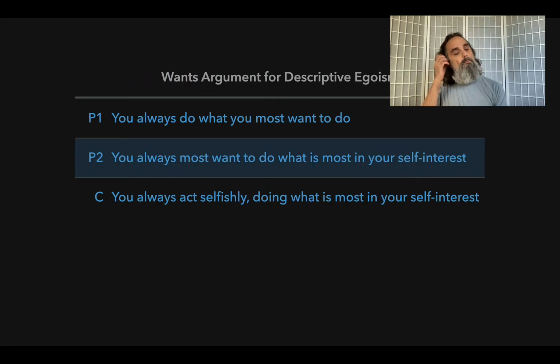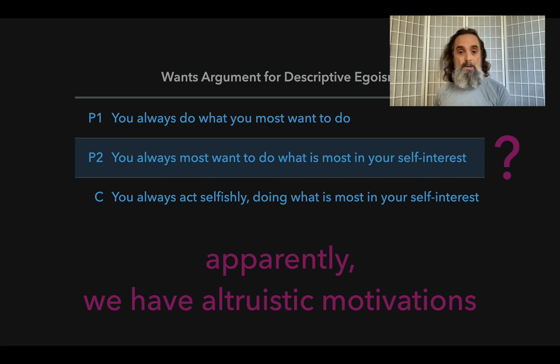So in the previous module, we looked at this argument for descriptive egoism, which says that you always do what you most want to do, and you always most want to do what is most in your self-interest, and therefore you always act selfishly, doing what is most in your self-interest. And we've been focused on asking whether or not this second premise is true. It seems like it's not, because it seems like we have altruistic motivations. I am motivated to help somebody else, and so I want to do something that is not in my self-interest, when we think of wants in this broad sense, just meaning whatever you're motivated to do.